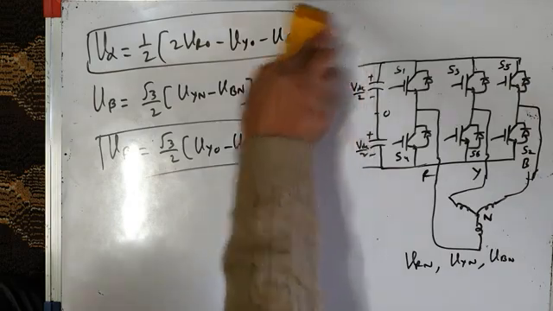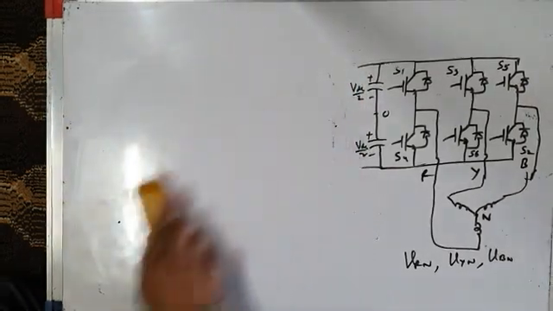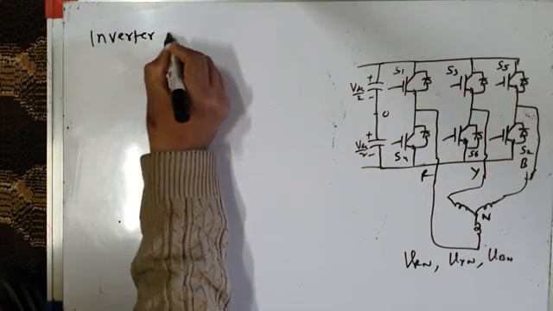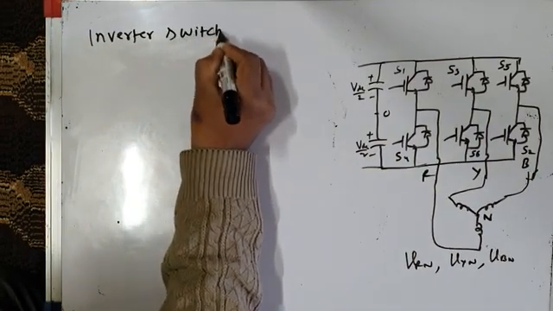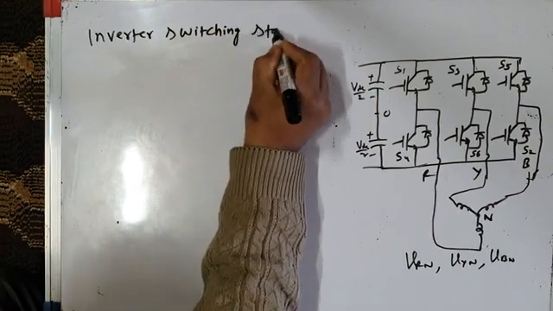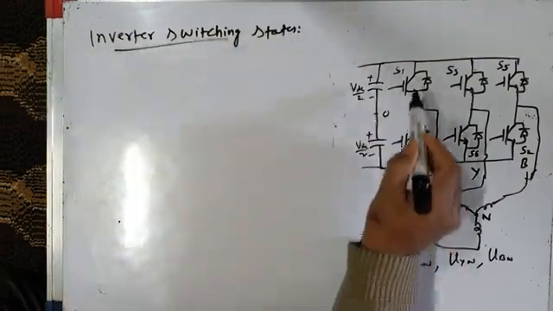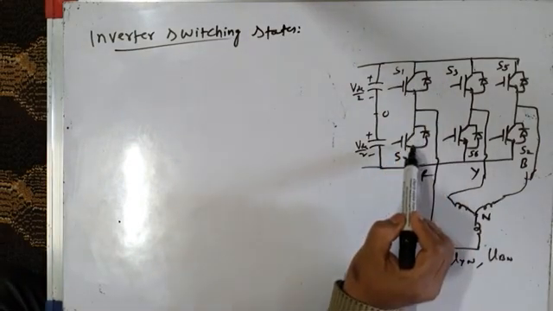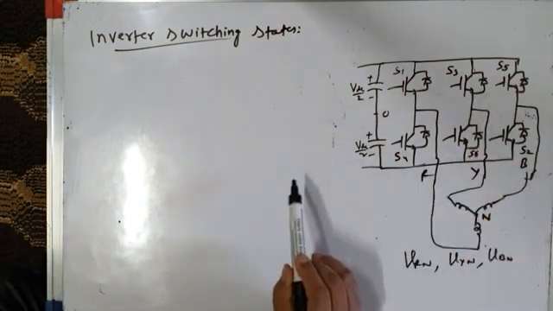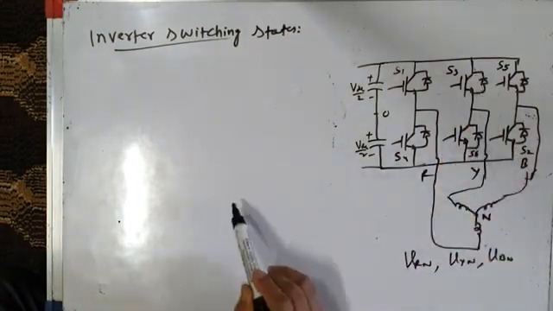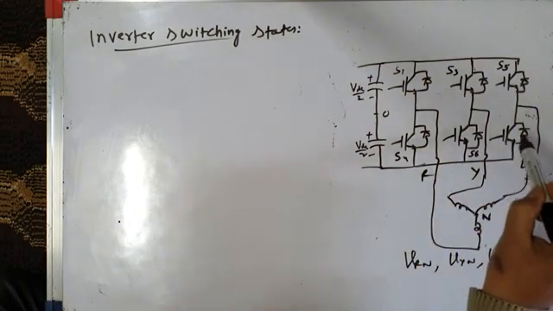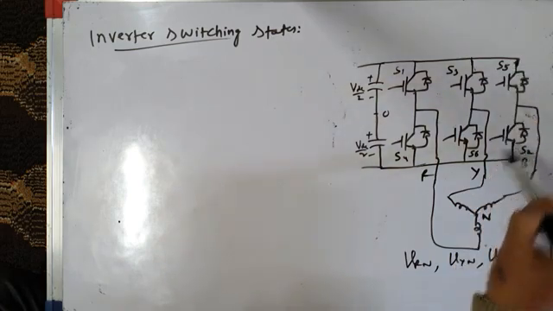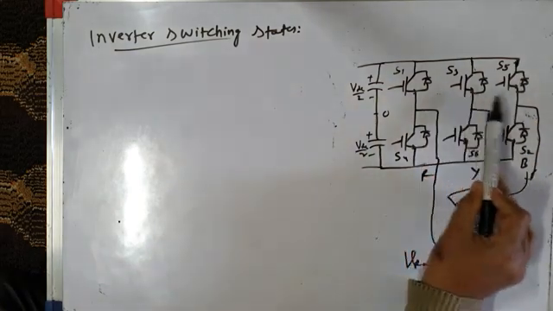Fine. Now let us see how many switching states I have in my inverter. I will write here inverter switching states. Each phase leg has two switching states. For example, either top switch is on or bottom switch is on. Similarly, this leg also has two states. Top switch is on, bottom switch is on. This leg also has two states, switching states. One switching state when top switch is on and one switching state when bottom switch is on. So 2 plus 2 plus 2 is 6.